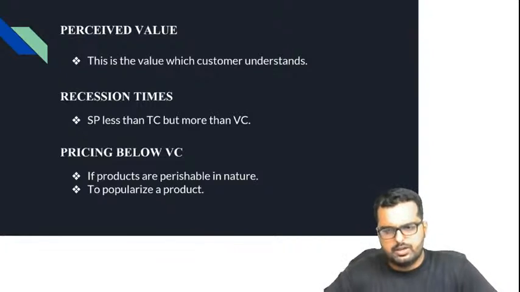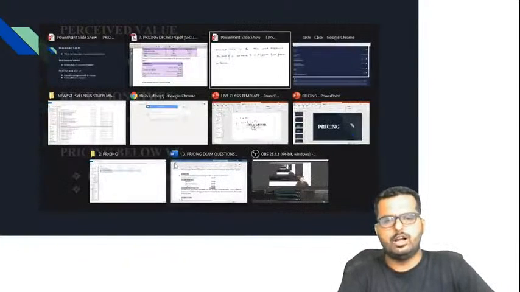Alright friends, have you all put up till here in your books? I will now explain to you when and how we do pricing below variable cost.